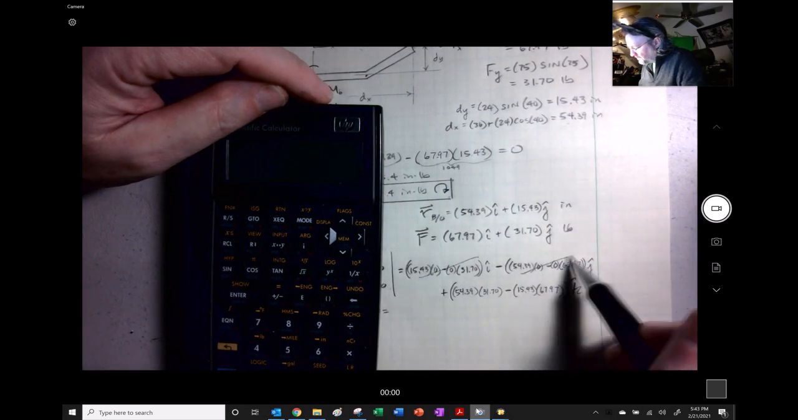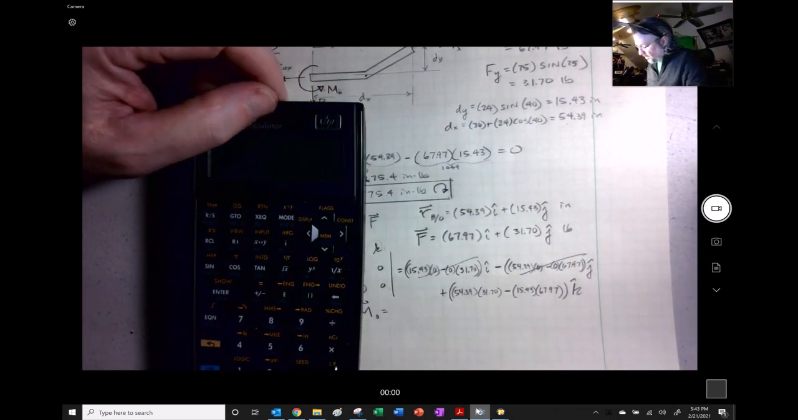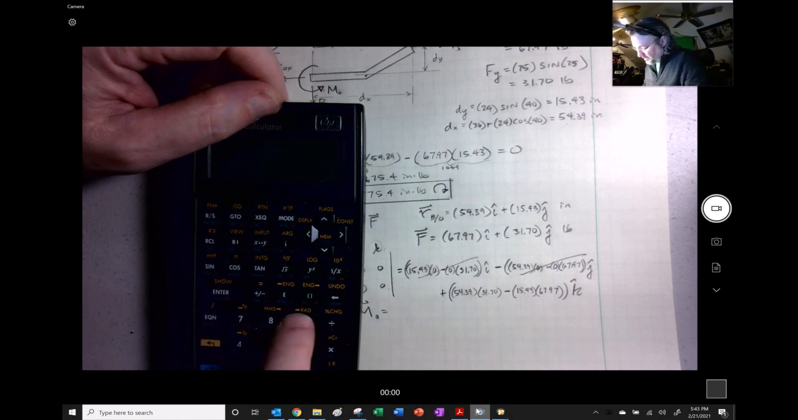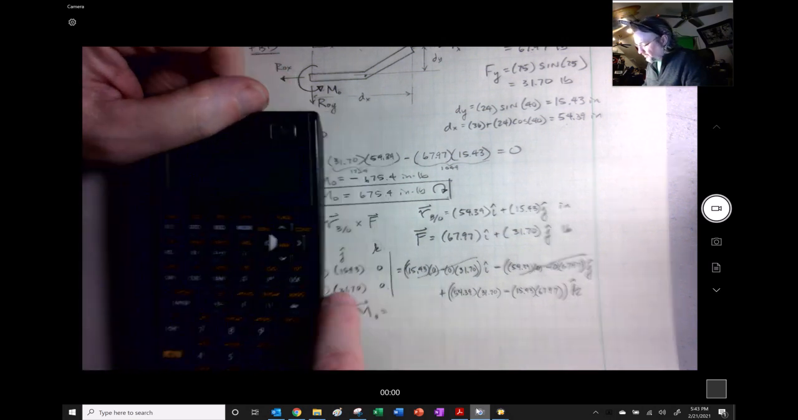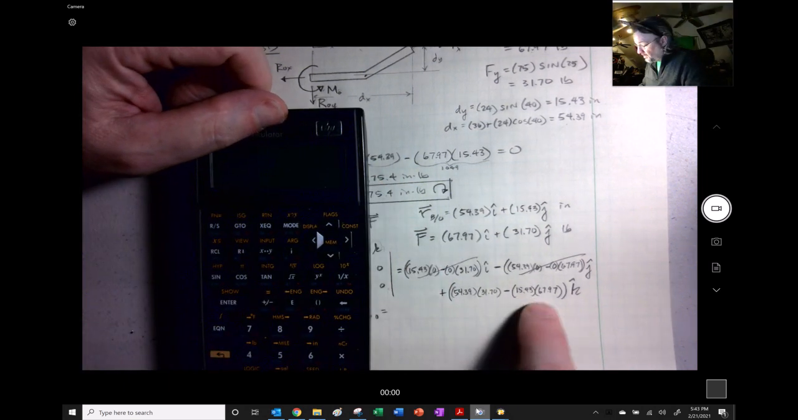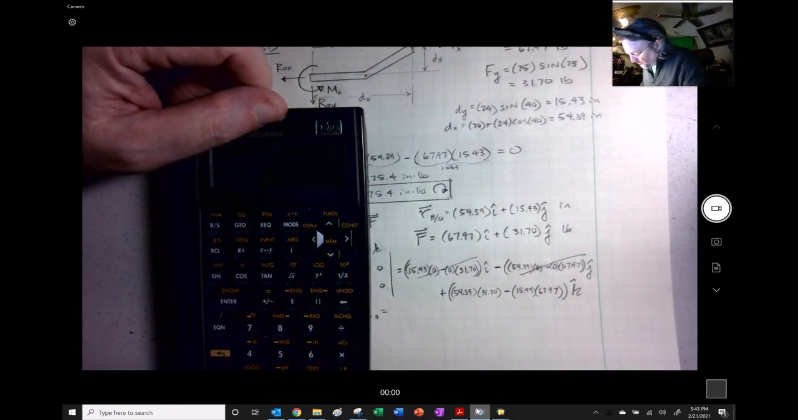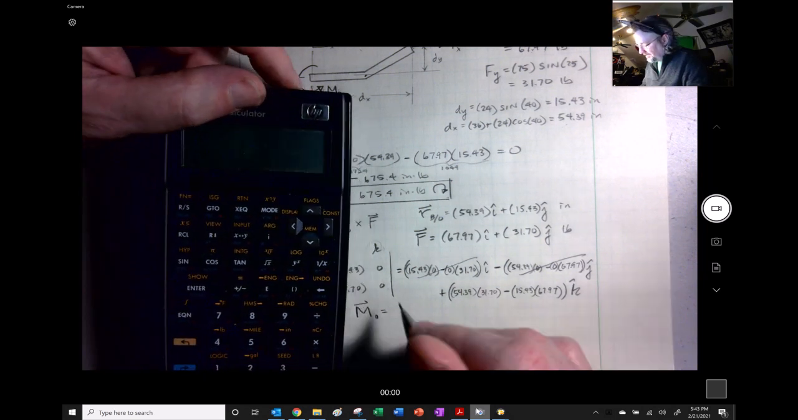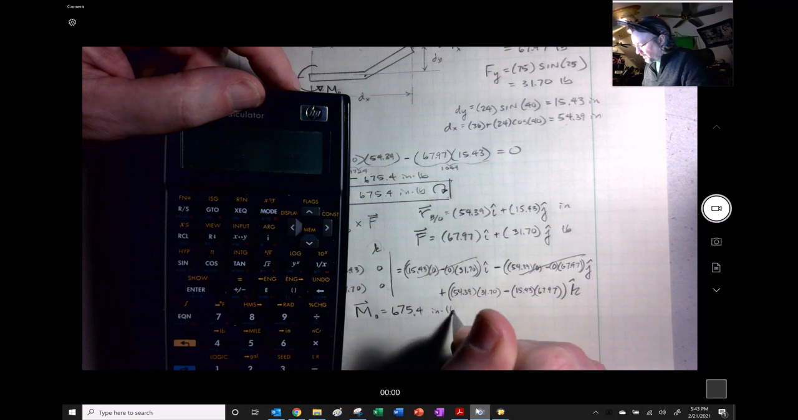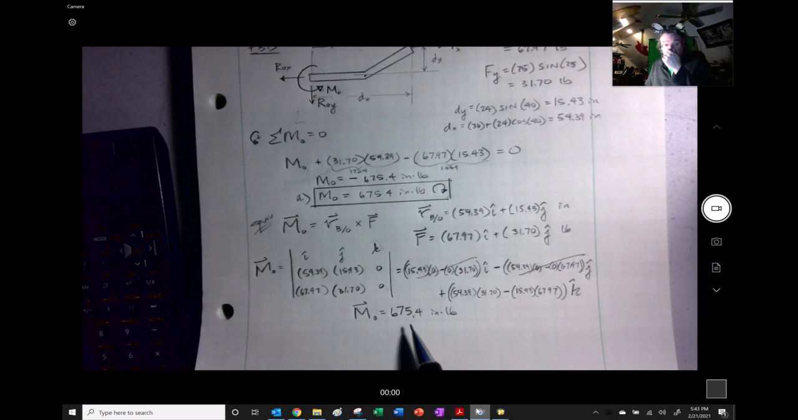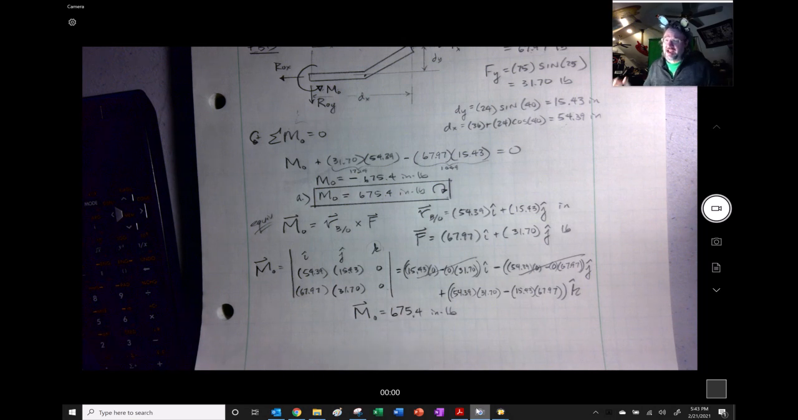If I work all those out, that all goes to 0, that all goes to 0, and all that's left is 54.39 and 31.7 multiplied. I get my 1724, like I expected back up there. Then minus 15.43 times 67.97. Now I subtract them, and I get a positive 675.4 inch-pounds.